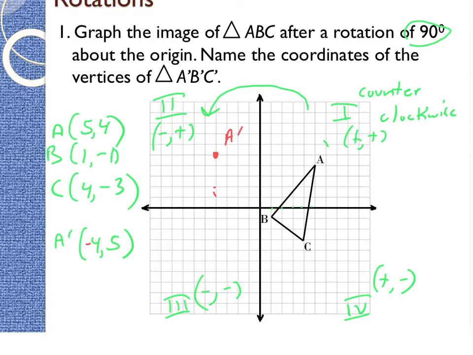So if you go 90 degrees, you're going to reverse and then look to see what quadrant you're going to and adjust your signs. B is in the fourth quadrant, so it's going to go to the first quadrant when it goes left. So we're going to switch them. In the first quadrant, it's positive, positive. So there's B prime. C, we're going to switch, and so that's going to be 3, 4. So C is going to go to the first quadrant.